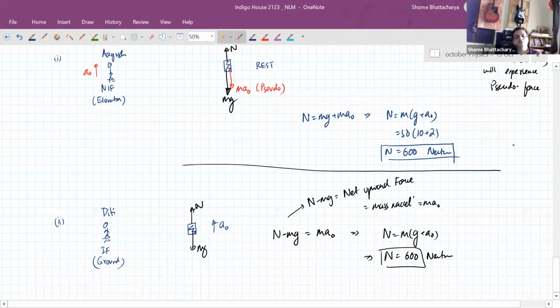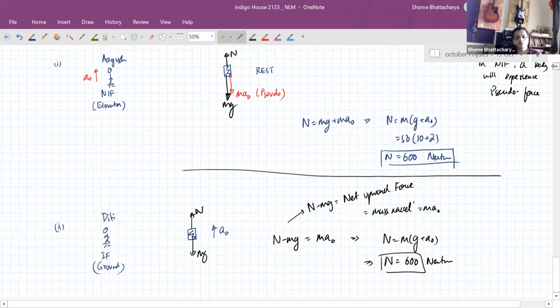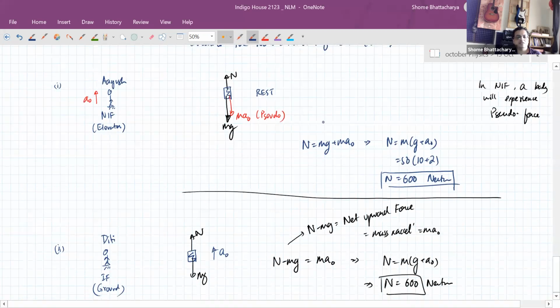Whereas in the above case, when we wrote this statement here, what it basically meant is that the normal force balances the sum of weight plus pseudo force. The object is at rest.